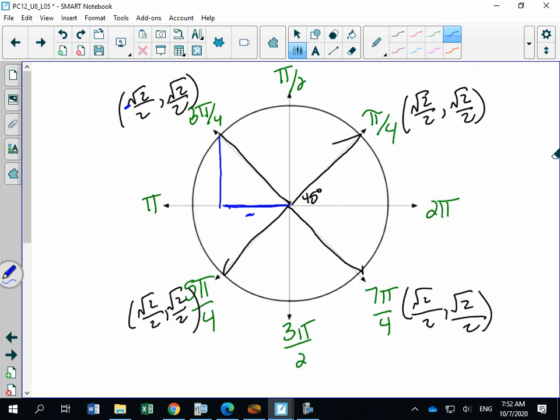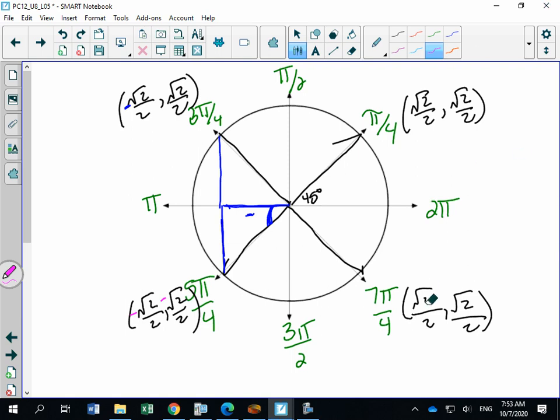In quadrant 3, this would be my triangle, right? That would be my reference angle there. That's a 45-degree angle. In this quadrant here, x is negative and y is negative. So if I said, what's this y value? You would say, okay, that y value is root 2 over 2, but it's negative root 2 over 2. So in this quadrant, both x and y are negative.